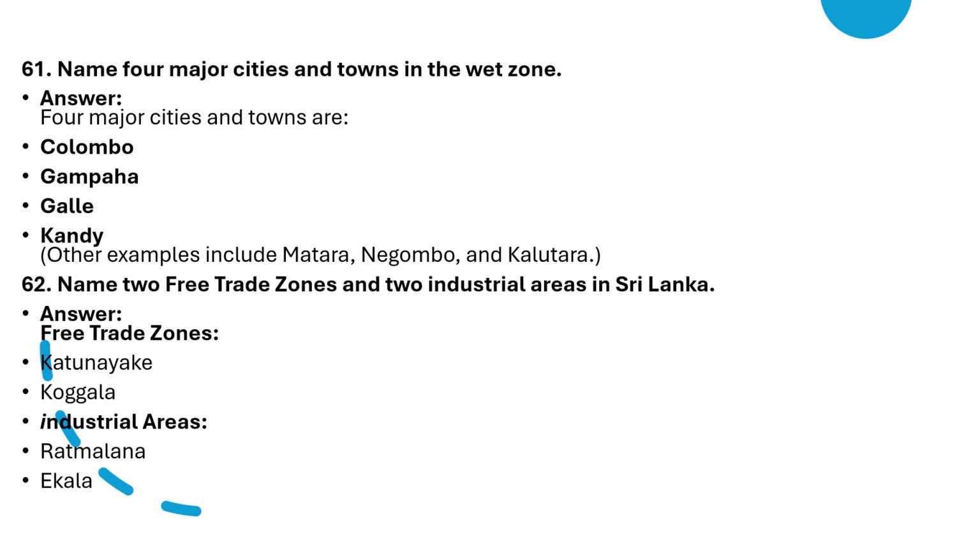Name 4 major cities and towns in the wet zone. Answer: Colombo, Gampaha, Galle, Kandy. Other examples include Matara, Negombo, and Kalutara. Name 2 free trade zones and 2 industrial areas in Sri Lanka. Answer: free trade zones include Katunayake and Koggala. Industrial areas: Ratmalana and Ekala.